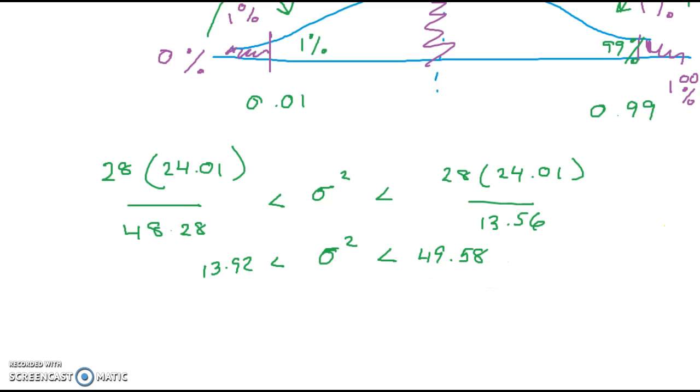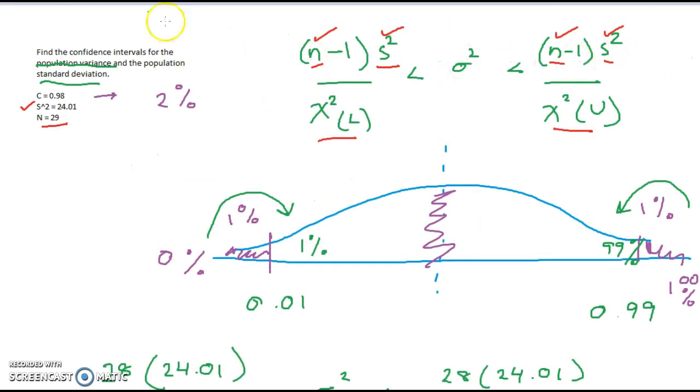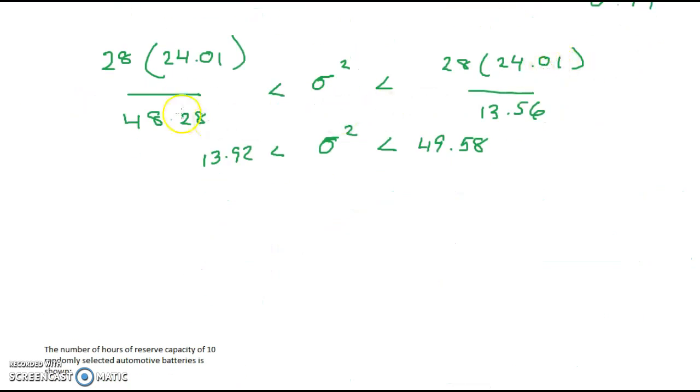But the problem did say we needed to find both the population variance and the population standard deviation. You remember, hopefully, the difference between variance, which is this thing, and standard deviation. Standard deviation is simply the square root of variance. So basically just take the square root of everything. The standard deviation is somewhere in between the square root of this and the square root of that.